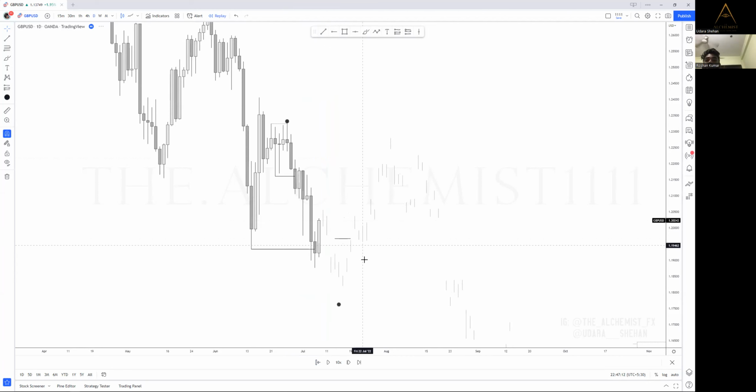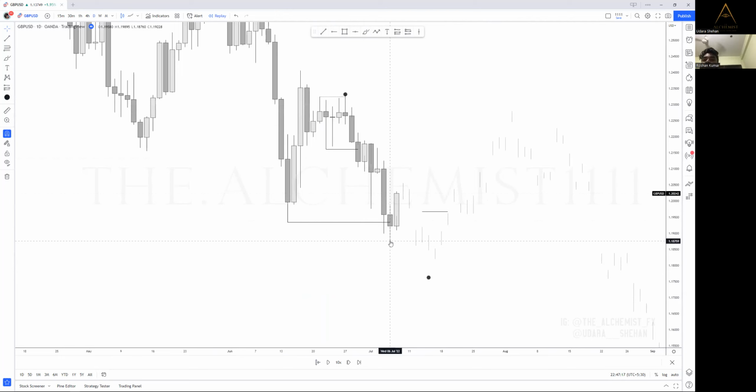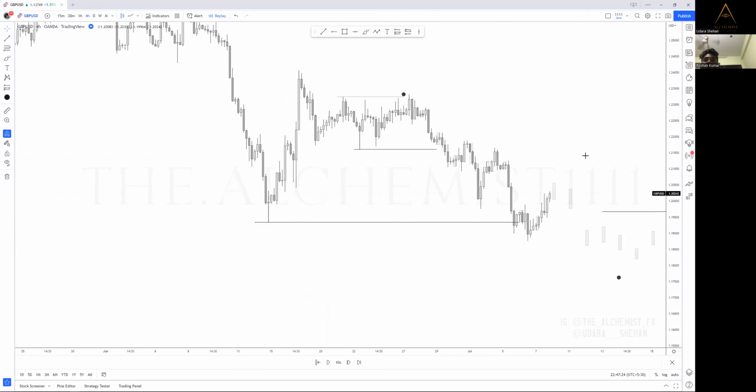Okay, let's see. Now look at this. Let's say price was here. Now, can I mark this out as the low of the range? No, right? That is wrong, because we did not get the bullish breakout yet. Let's go to the 4-hour time frame.